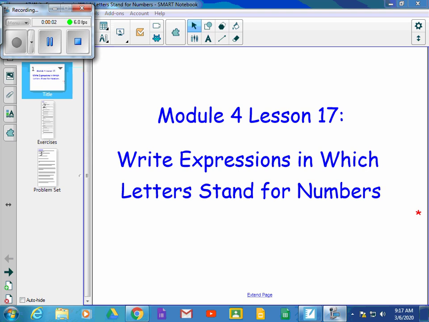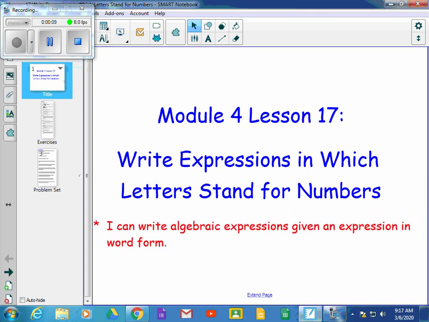This is Module 4, Lesson 17, titled Write Expressions in Which Letters Stand for Numbers. The goal of this lesson: I can write algebraic expressions given an expression in word form.